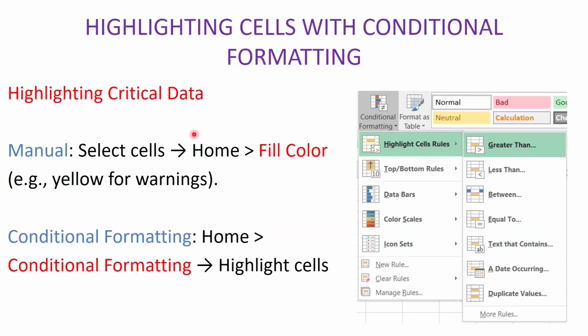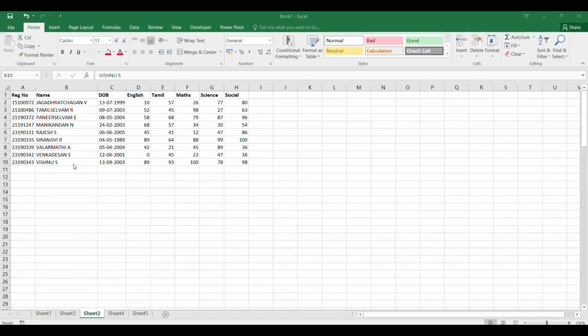This is especially helpful when you have a large set of data and you want to quickly find the value that matters most. The first method is manual highlighting. This is the simplest approach. You just select the cell you want to draw attention to, go to the Home tab, click on the Fill Color button, that's the paint bucket icon, and choose a color which you want.